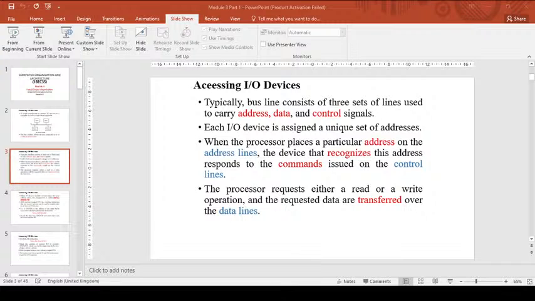So this is how the data transfer between the processor and the input output device, the IO device, will take place. Very similar concept to that of the data transfer between the processor and the memory.